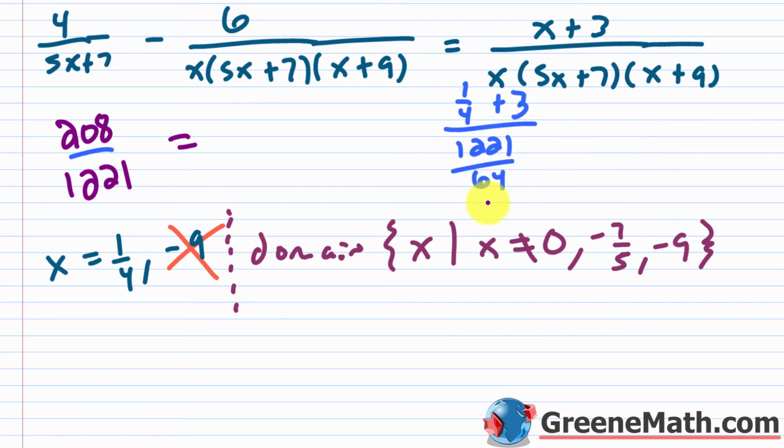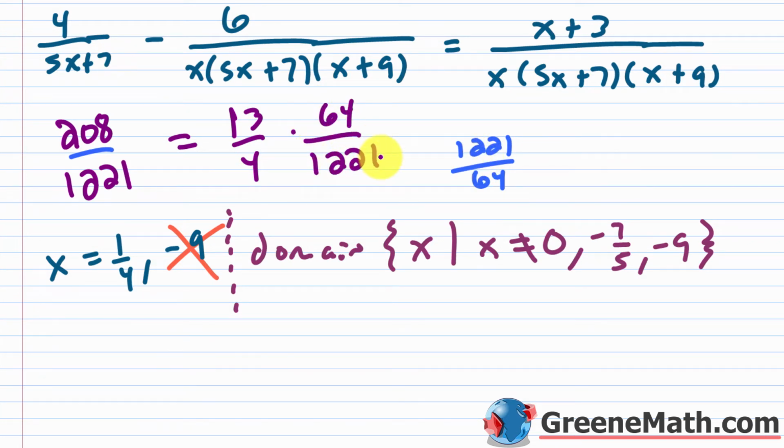a little bit. So 1/4 plus 3, let's just say this is 12/4 like this. And basically this would be 13/4. So let's say this is 13 over 4 times the reciprocal of this, which is 64 over 1,221. And let's see what this is going to give us. 64 divided by 4 is going to be 16. So this would be 16. And we just said that 16 times 13 is 208. So we see that this would be 208 over 1,221.